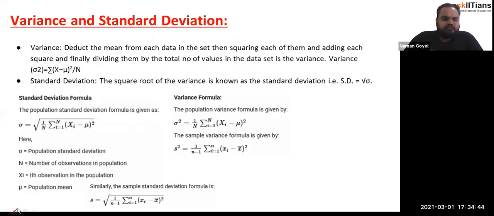Variance and standard deviation, right? Now the next term is variance and standard deviation. Now listen, what is the variance? First of all, variance is represented by sigma square. This is the sign of sigma square. Now what does it mean? Deduct the mean from each data in the set, then square each of them. Now we are going to square them, and add each square, and finally divide them by the total number of values.